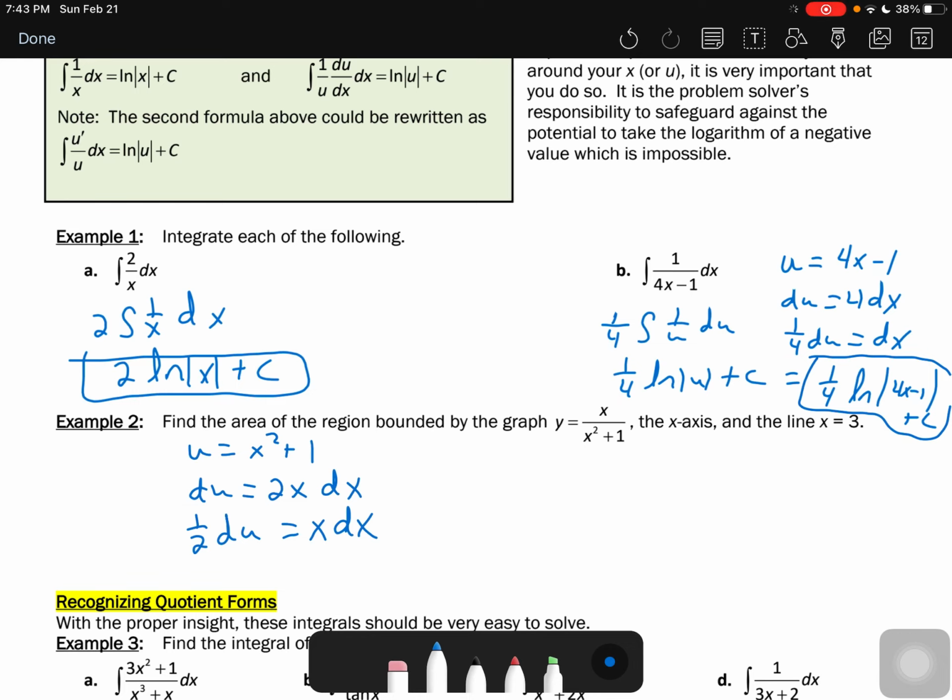So, and I should have set up my integral here first, but it says find the area of the region bounded by the x-axis and the line x equals 3. And so with this graph, what we're looking for is a definite integral, so it's going from 0 to 3. Since we're bounded by the line x equals 3, that'll be our upper bound, and the x-axis would obviously be what we're finding the area under.